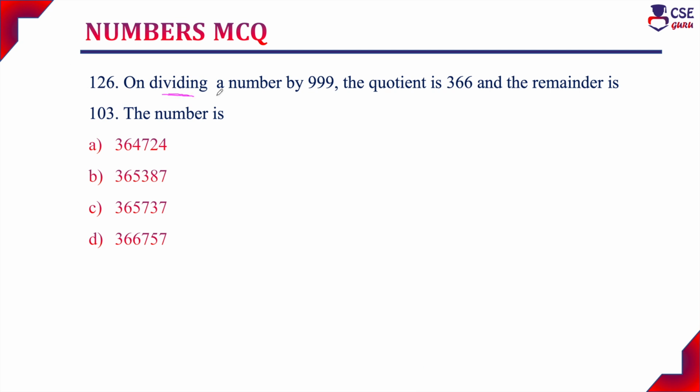Problem number 126. On dividing a number by 999, the quotient is 366 and the remainder is 103. Find the number. Here, 999 will be considered as the divisor, 366 is the quotient, and 103 is the remainder.